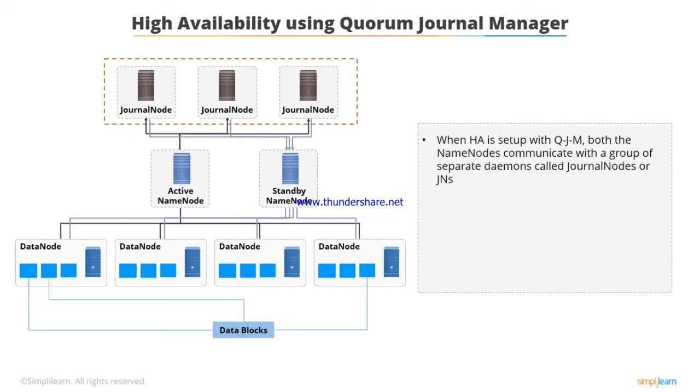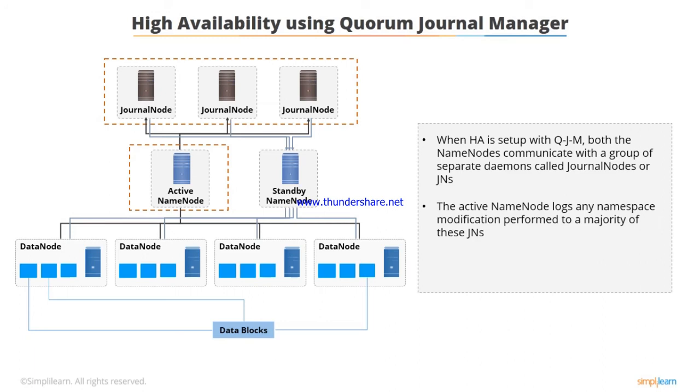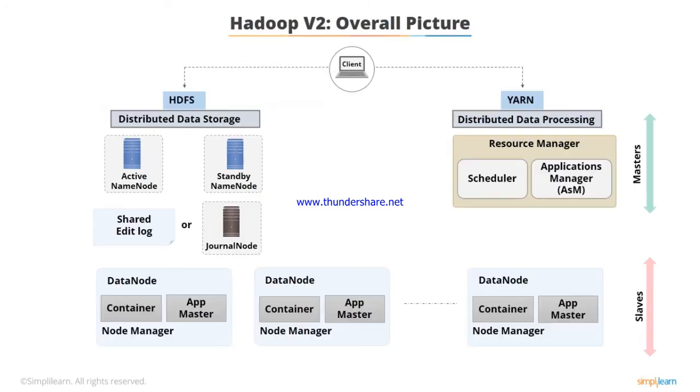Another way of setting up HA and enabling automatic failover is by using Quorum Journal Manager. Unlike HA with NFS, when HA is set up with QJM, both the name nodes communicate with a group of separate daemons called journal nodes, or JNs, as shown on the screen. The active name node logs any namespace modification performed to a majority of these JNs. The standby node is capable of reading the modifications from the JNs. The remaining process of high availability is the same as in NFS. Observe the image on the screen to get an overall picture of the architecture in Hadoop version 2.